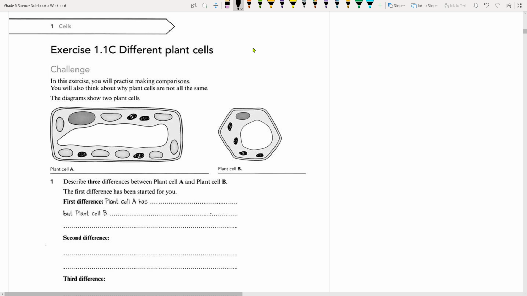And in science you will be having such questions which would be open-ended, so there won't be any fixed answer to that question. Okay, now in this exercise, this is 1.1c. You will practice making comparisons. You will also think about why plant cells are not all the same.